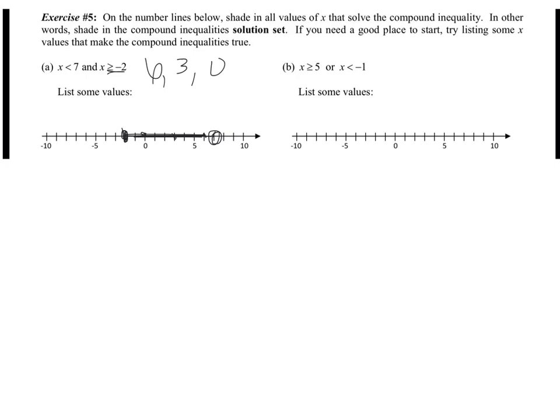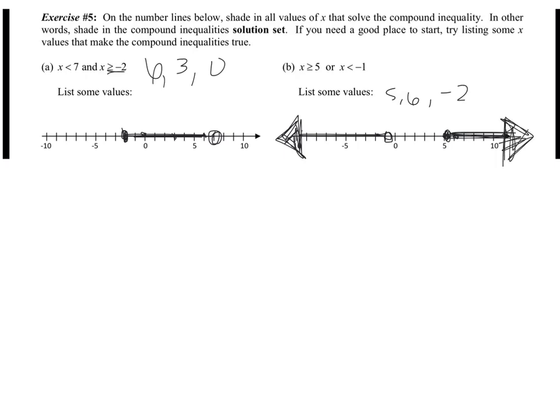All right, this one is or. So x is more than or equal to 5. So it can be 5, 6. Or it's less than negative 1, so it can be negative 2. So we're going to have an open circle on negative 1 because it does not include negative 1, but it can include everything on the left side of it. And a closed circle on 5 because it's or equal to, and everything larger than 5.